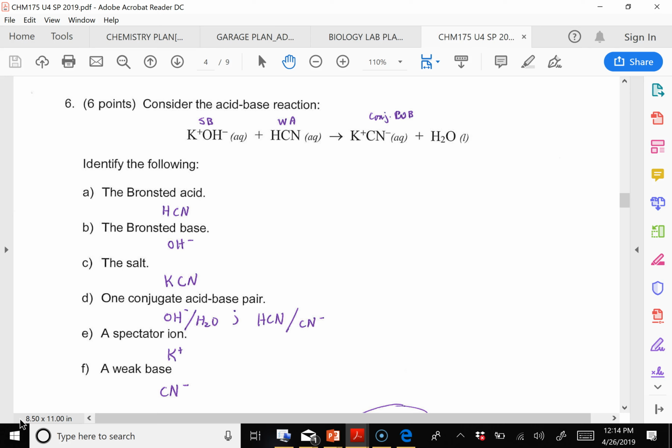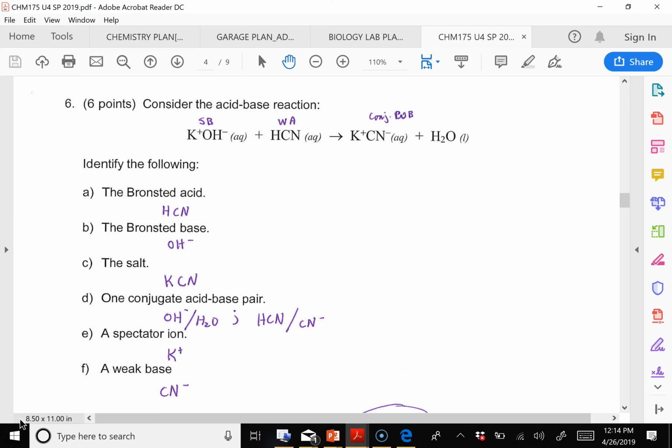The Bronsted acid on the left, the proton donor, would be your HCN. Well, I guess it's not an equilibrium arrow, so it's only going one way. So HCN is your acid donating a proton. OH minus, or KOH, is accepting the proton. The salt formed on the product side is the KCN. Conjugate acid-base pairs, we've got two of them: the OH minus and H2O, and the HCN and the CN minus.